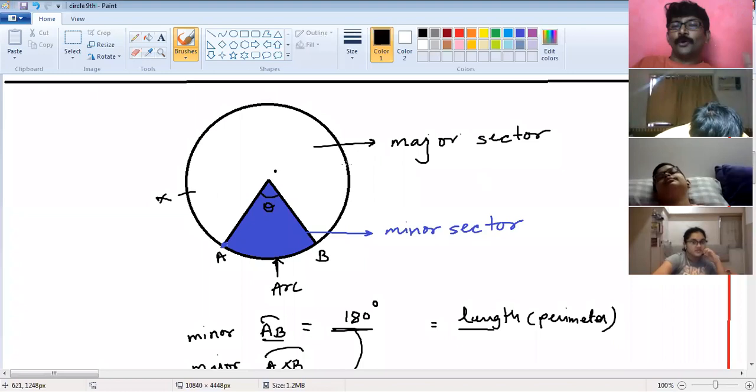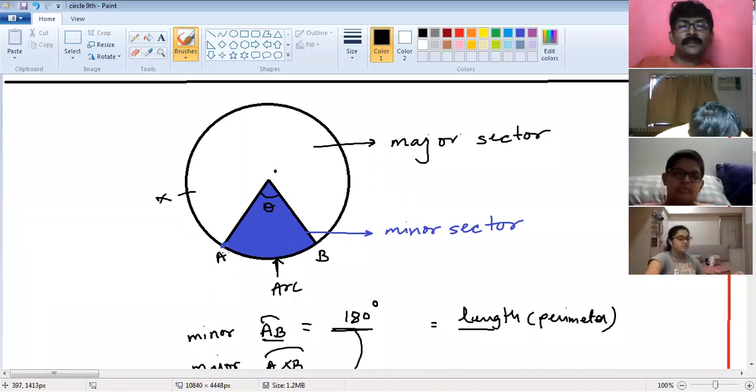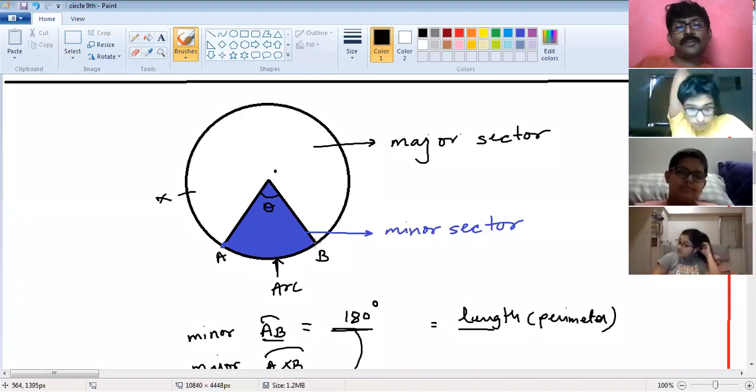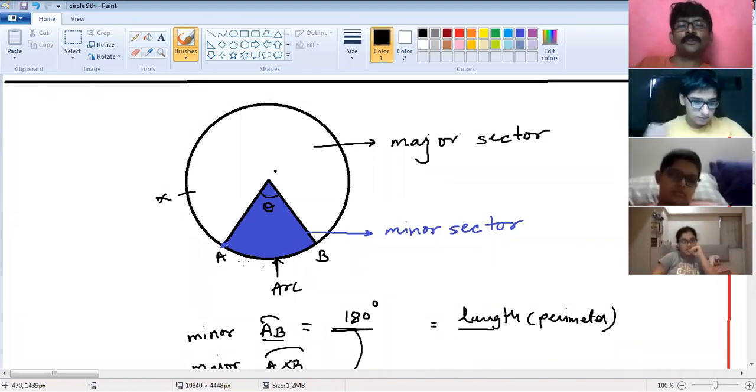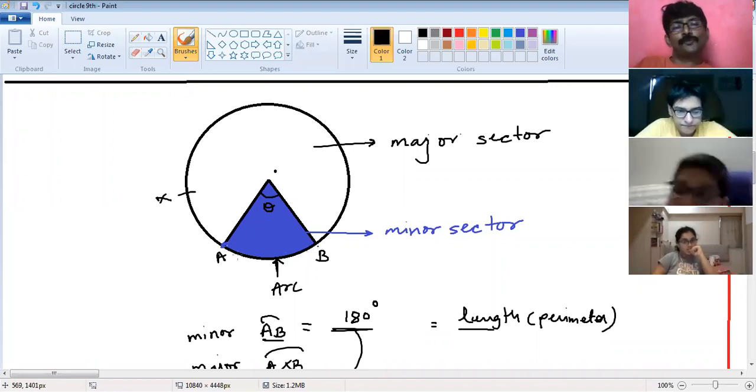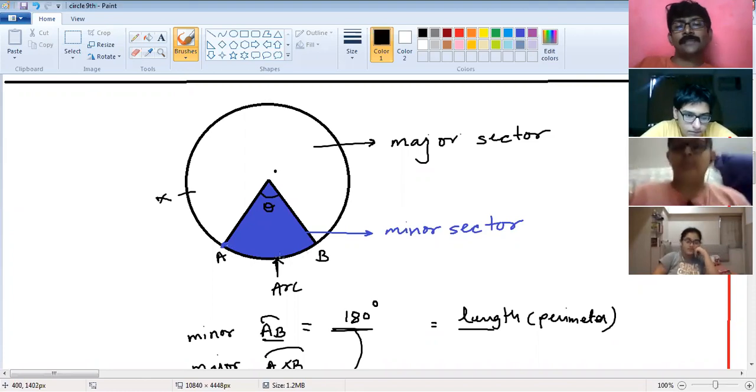Okay, guys. So moving further, we will see something called a sector. Now you can see there is this small smiley portion over here, or there are 2 points A and B on the circumference. Now this small portion from A to B is called an arc, A-R-C, an arc.